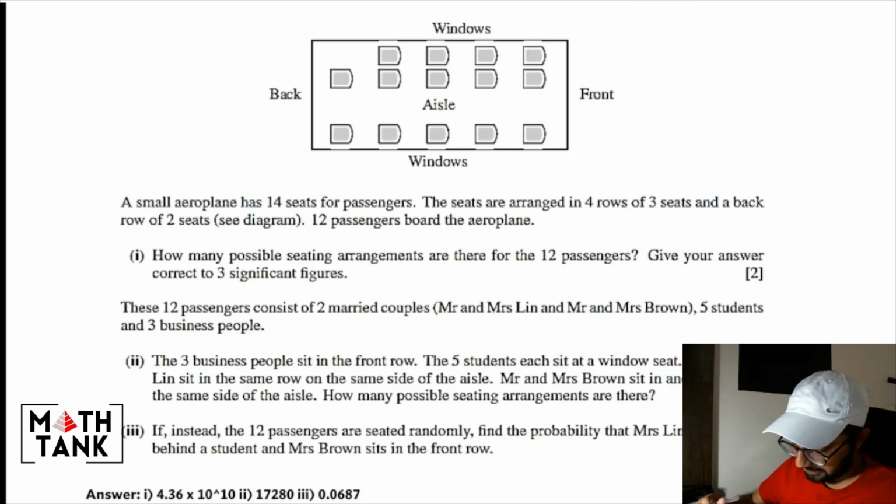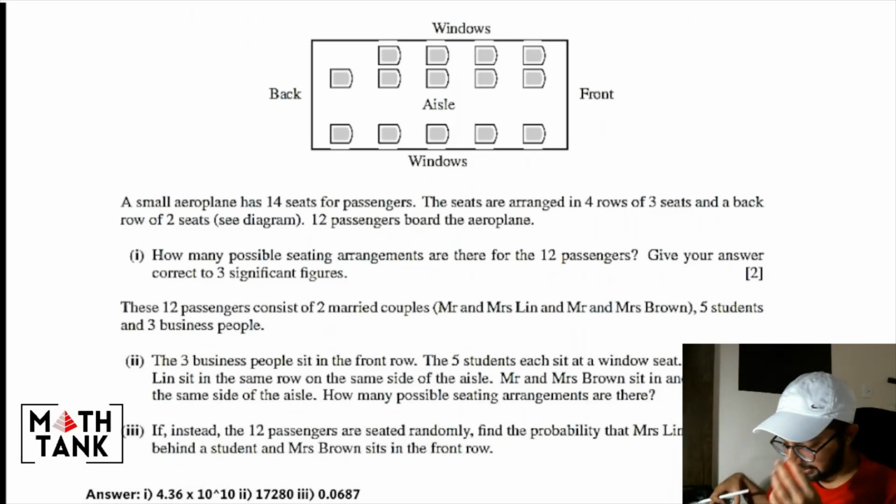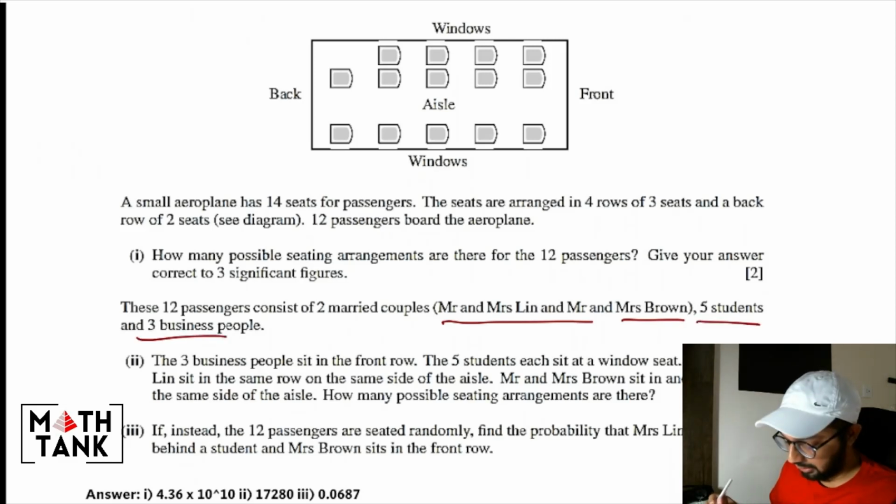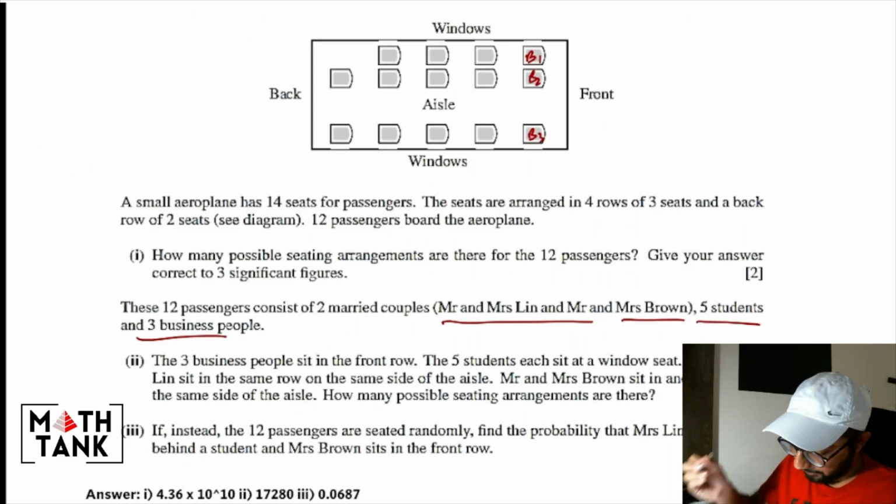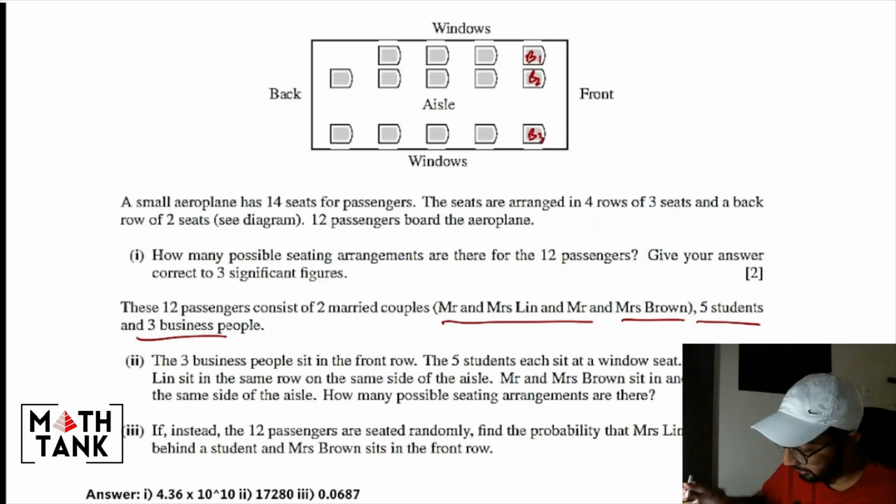Then part 2 says there are 12 passengers consisting of 2 married couples, Mr. and Mrs. Lin, Mr. and Mrs. Brown, 5 students, and 3 business people. The 3 business people sit in the front row. So that's business 1, business 2, and business 3. They've all taken their seats. The 5 students each sit at a window seat. Mr. and Mrs. Lin sit in the same row on the same side of the aisle. Mr. and Mrs. Brown sit in another row on the same side of the aisle. How many possible seating arrangements are there?